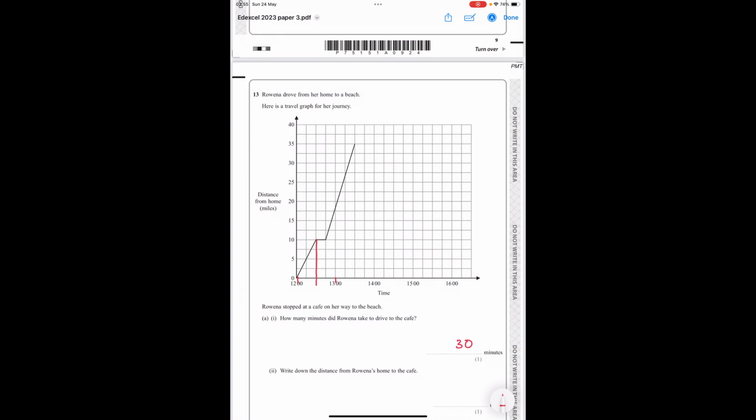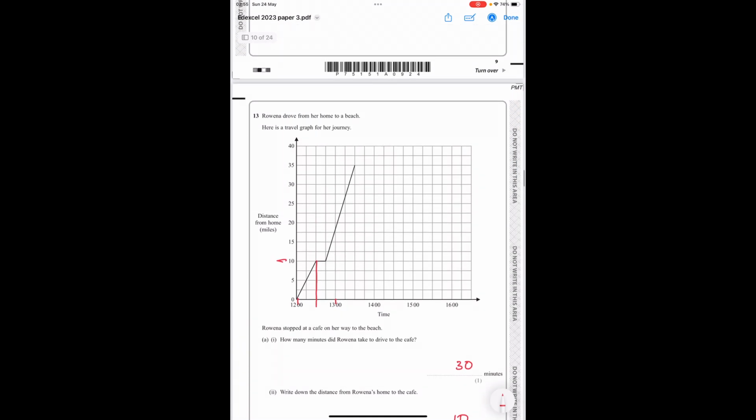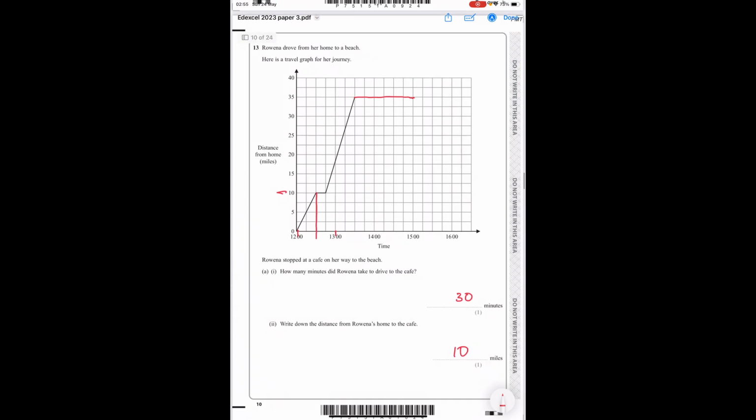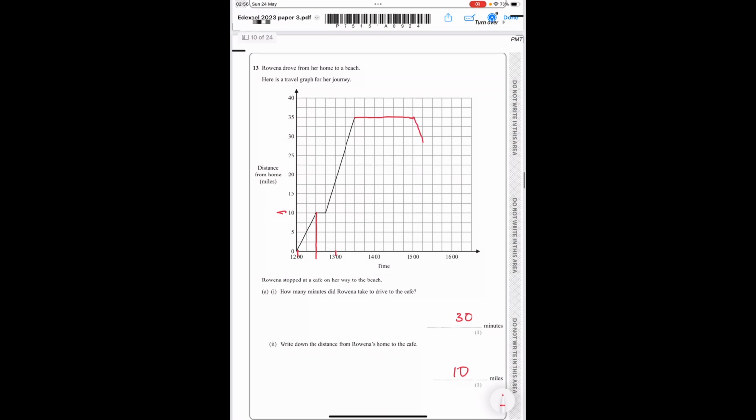Write down the distance from her home to the cafe. So if we look on here, the distance is 10 miles. Rowena stayed at the beach for 1.5 hours. She then drove home without stopping. So if she's going to stay there for 1.5 hours, we need to take this to 3 o'clock. And then she's going to drive home without stopping. And she arrived home at 4 o'clock, at 1600. So then with a ruler, you're going to draw a line that goes down there.